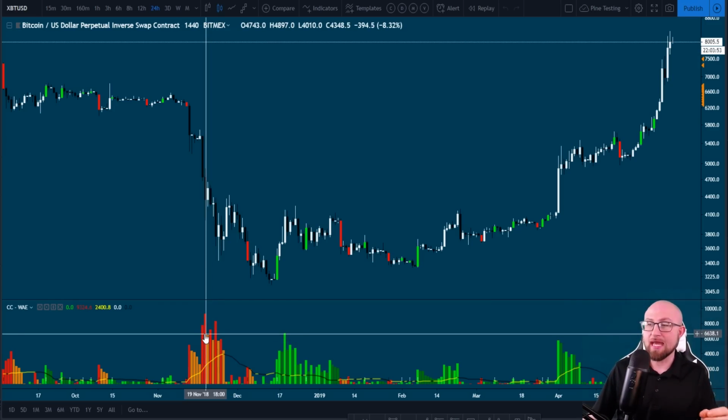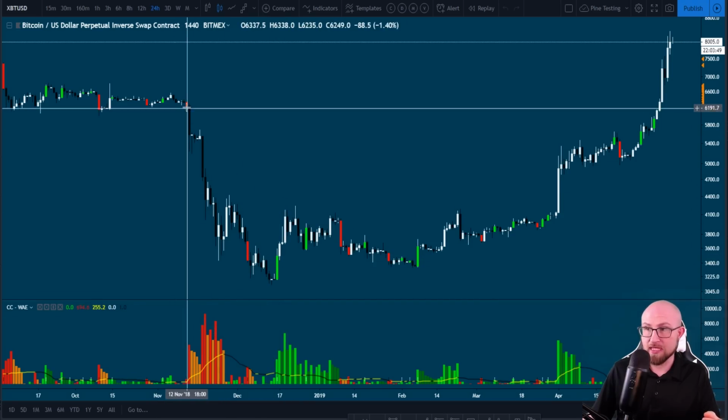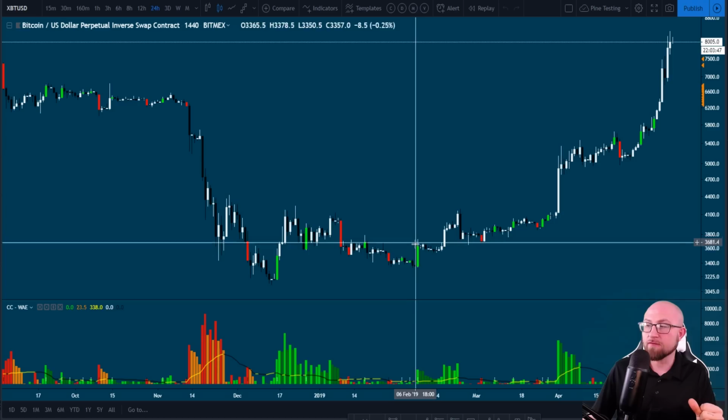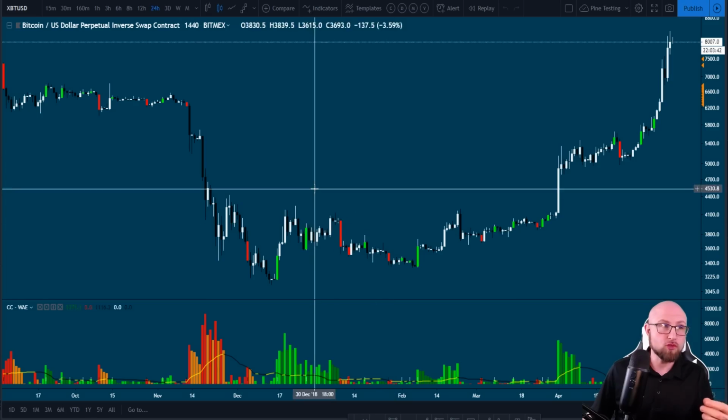Now, you can use this as a reversal indicator. As you can see, it does call bottoms and it does call tops. You can also use this as a confirmation indicator for when a trend is established, because this will give you re-entry signals.